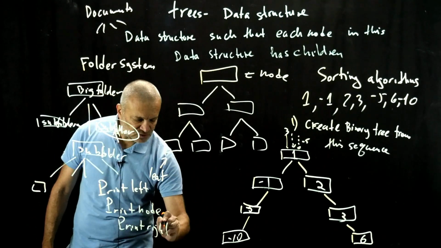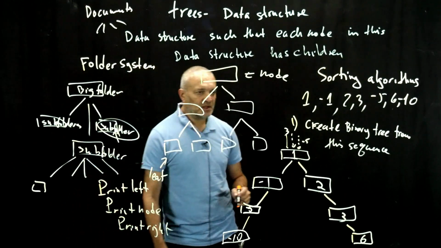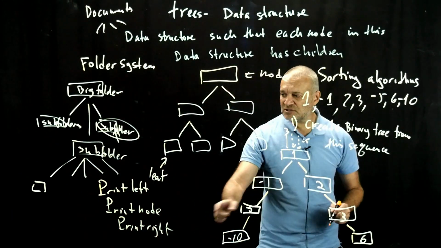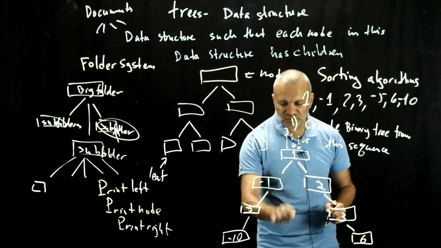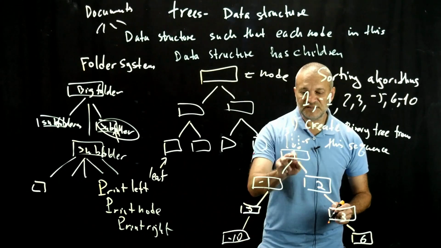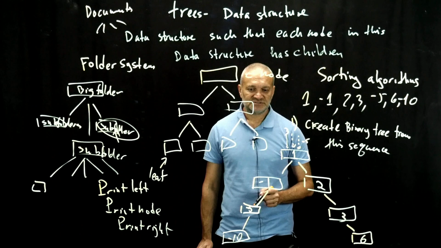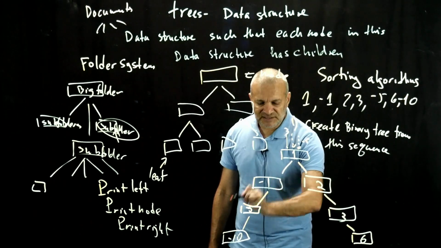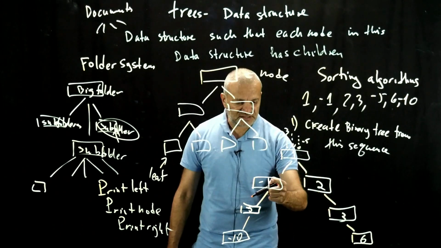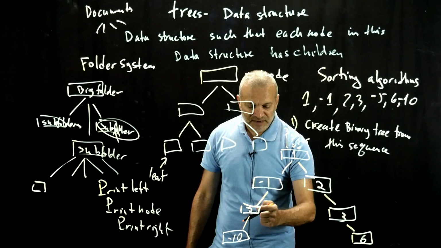And how is it going to work? Well, you come here and the algorithm tells you print left. So first you need to print the left part. Then you want to print this, then you want to print the right part. Okay? So now you want to print the left part. Well, the left part is going to be -1, -5, -10.